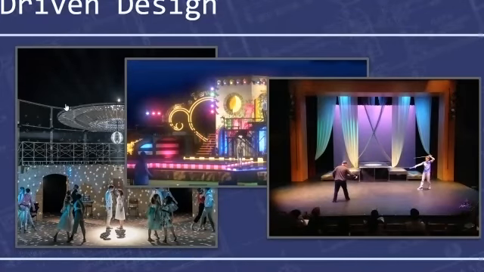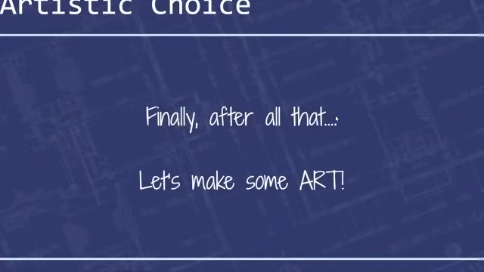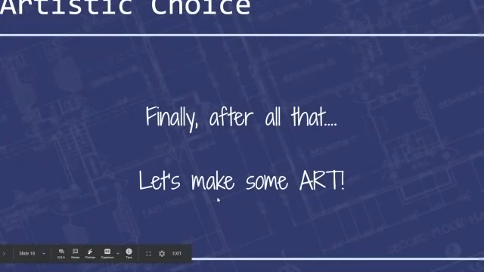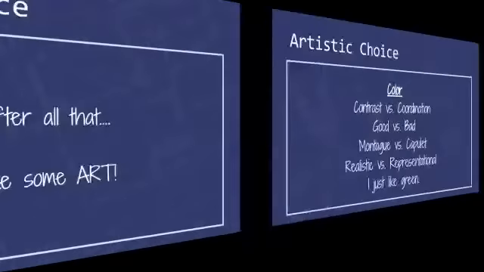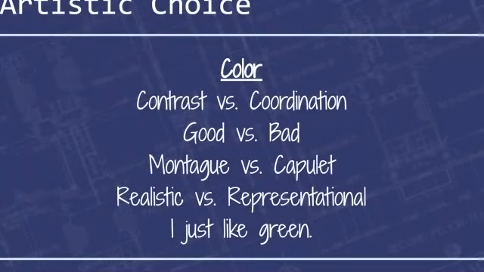All right, so now the script has told us what it wants us to do. The director has told us what they want us to do. And then finally, after all of that, we actually get to make some art. We get to make some choices of our own. The script and the director's vision gives us a framework to build the world we want to build, right? So we're going to loop back to those different elements of design that we talked about before. So color.